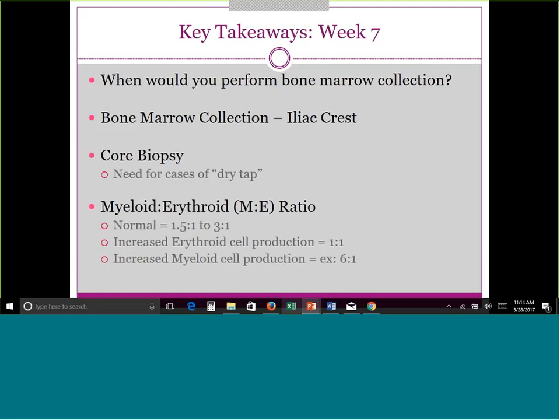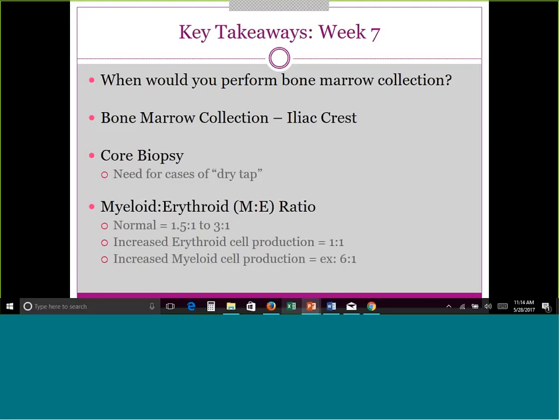If you were to drop it down to 1 to 1, that's when your erythroid cell production is increased. I know that's hard to understand. People would think it wasn't that way, but if you think about it, we're always producing more myeloid cells to every 1 erythroid.